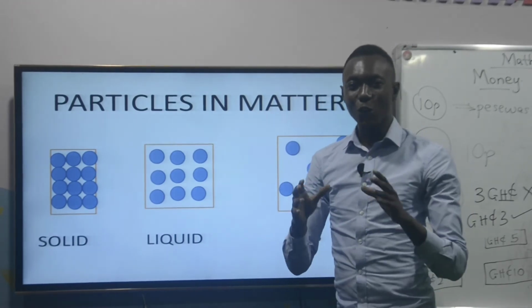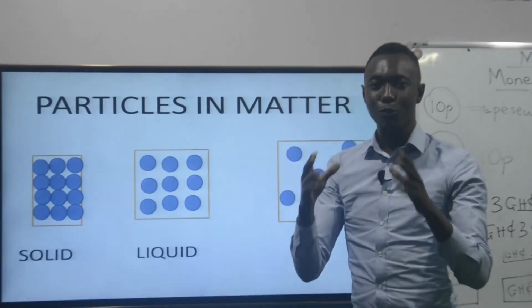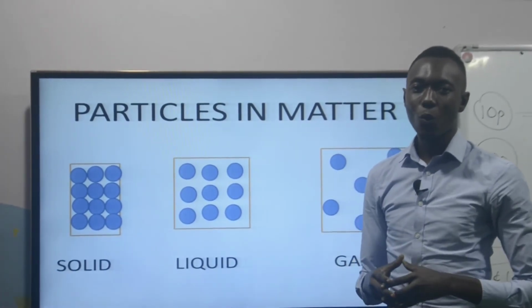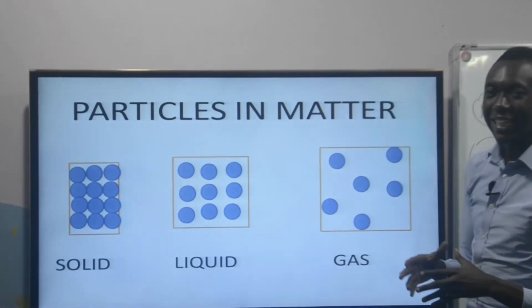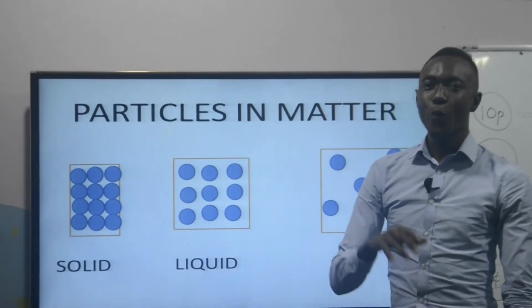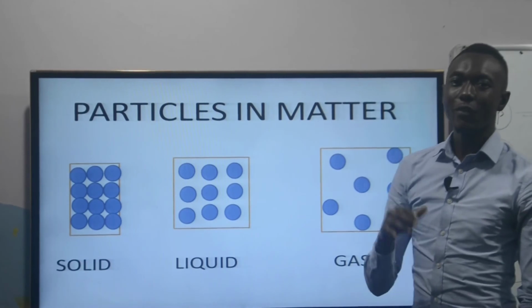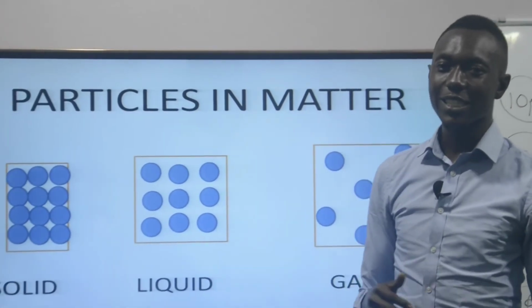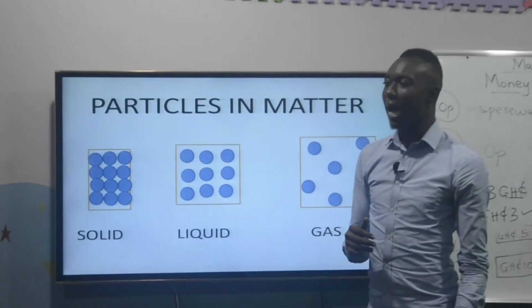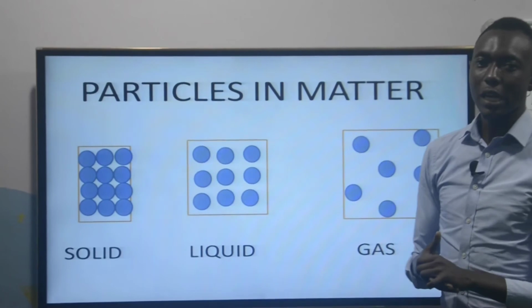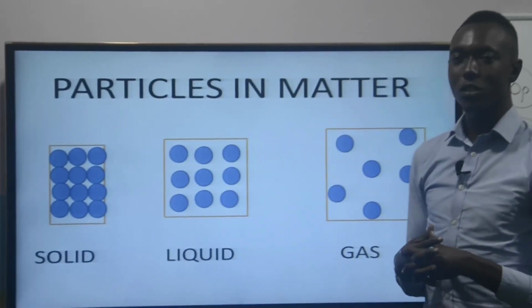I hope you enjoyed today's lesson. A recap of what we did. First, we looked at what matter is, where we said matter is anything that has mass and occupies space. We also looked at the various states of matter being solid, liquid, gas. We also looked at the particles and how they are arranged in the various states of matter.